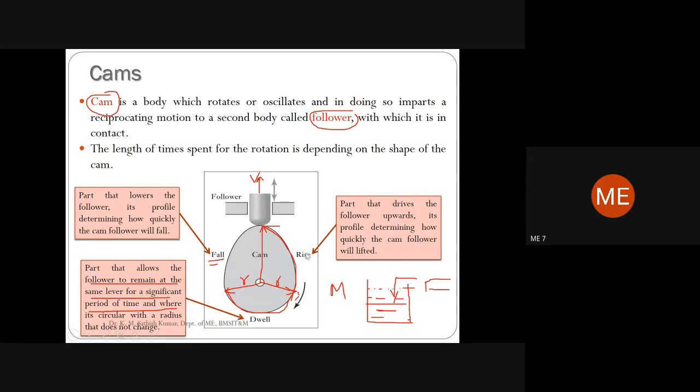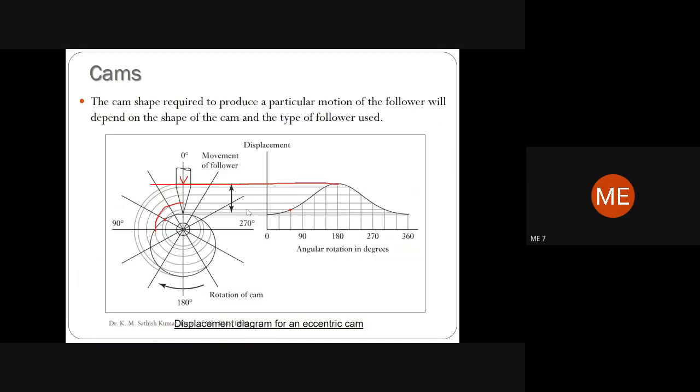Rise is how fast you can lift the follower. Dwell is the period of time in which there is no movement at all. Fall is the period of time in which the follower comes down. So it is the rise of the follower, the stagnation of the follower, and the fall of the follower. Now there are two things present here: the different types of cams and the different types of followers.